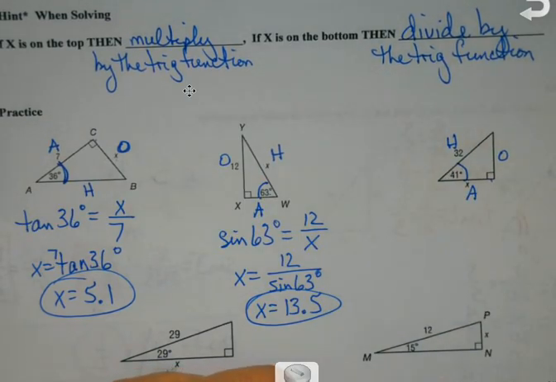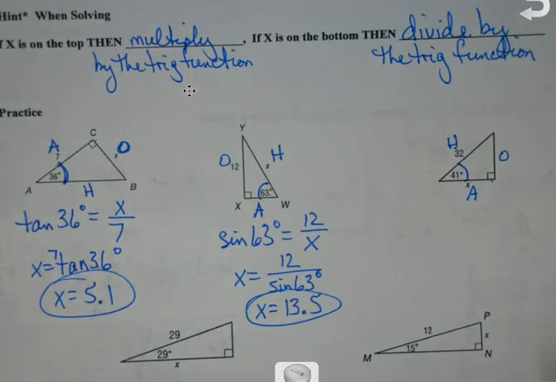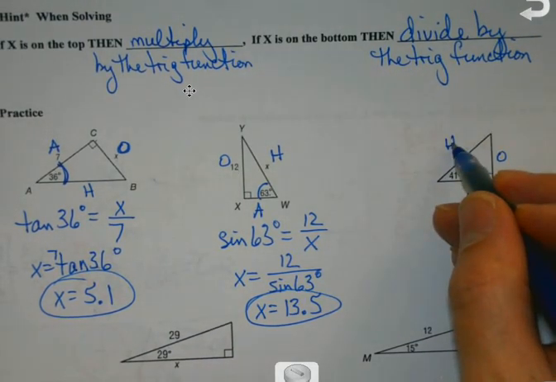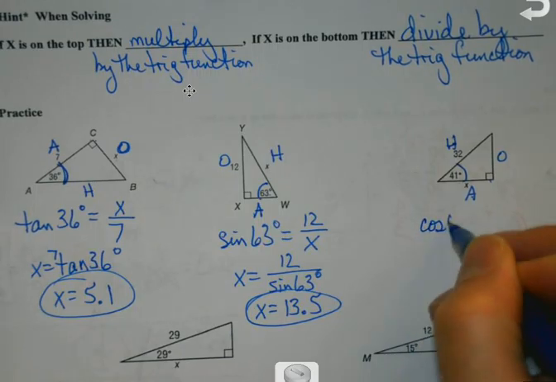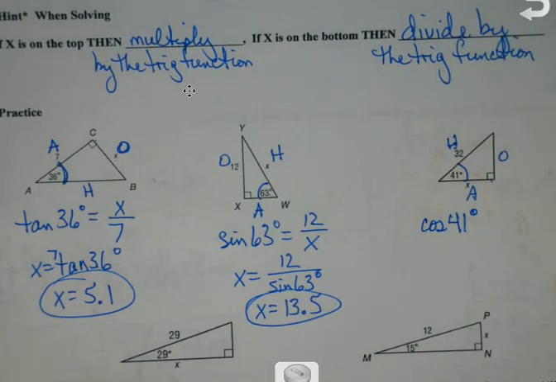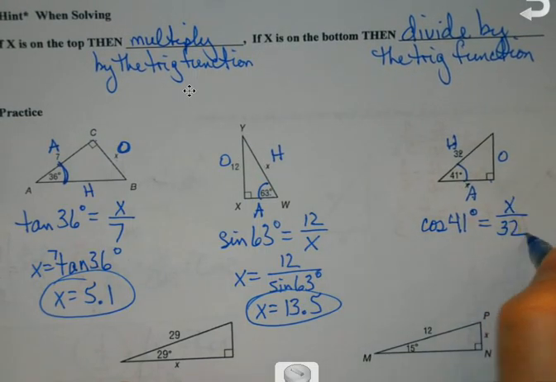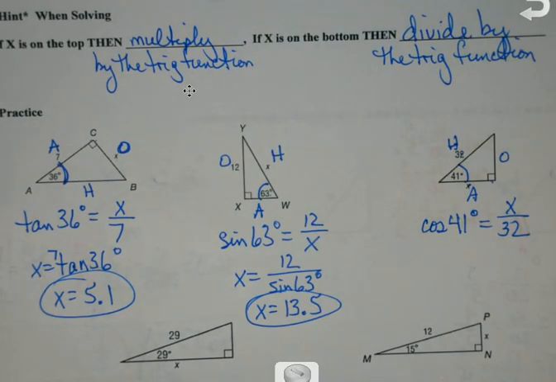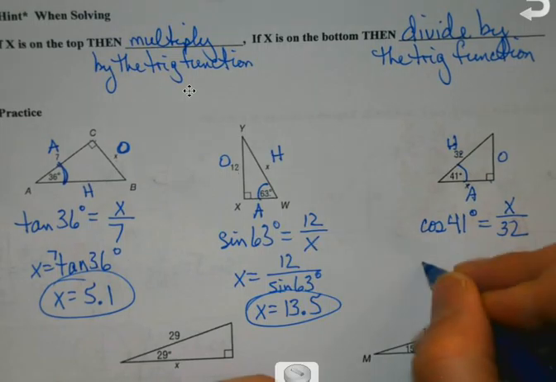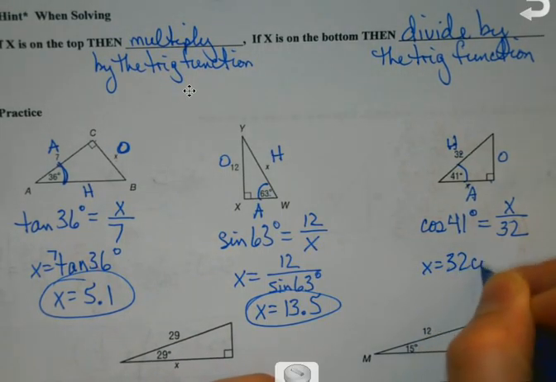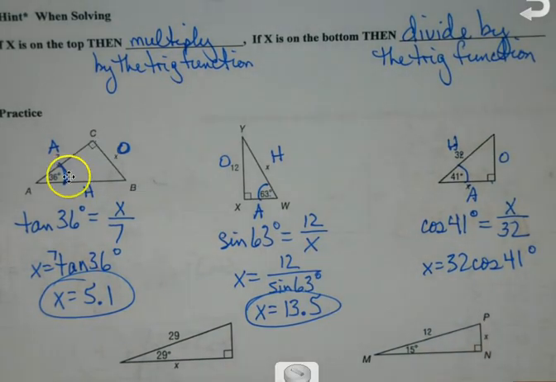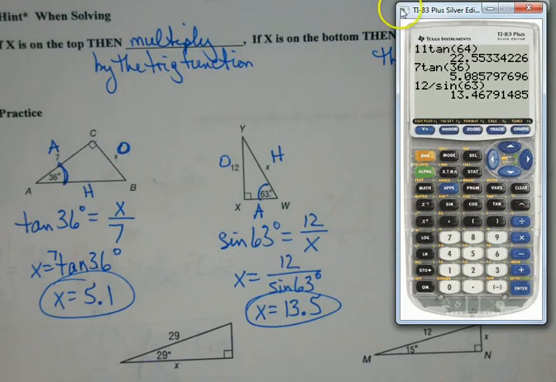Quick label of my sides. Look at which sides I have to figure out the trig function. I've got adjacent and hypotenuse, which is cosine. So adjacent over hypotenuse. And again, I just look to see where my x is. X is on top. I'm going to multiply. So you see how this can really start to go fast once you've got the hang of it.